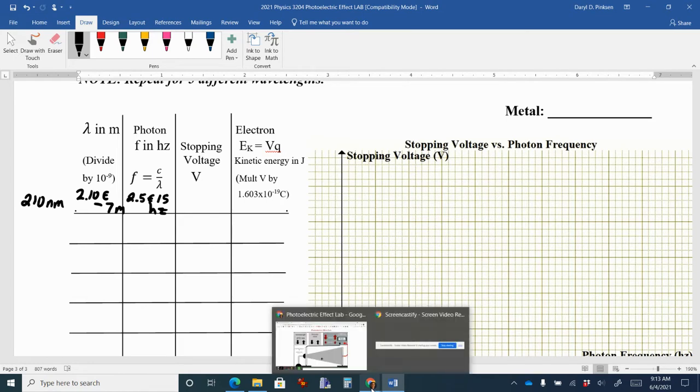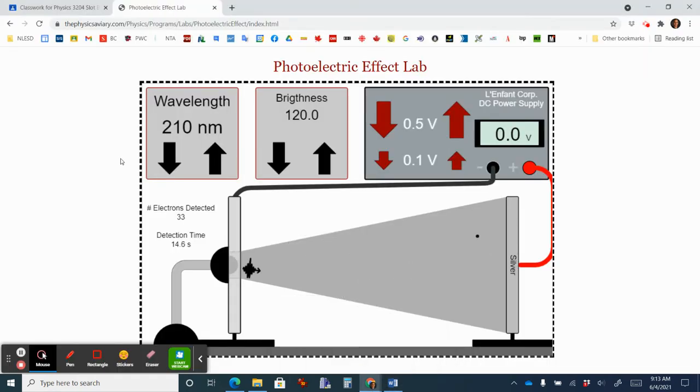Now I need to find out what is the stopping voltage for that wavelength photon. Over here I can increase or decrease my voltage. This is going to push the electrons from the left to the right, and you can see this happening now. Let's go up to 1.5. That's too much. Let's go down a bit more. So let's try 1.3. What about 1.2? Oh, that's as good as it's going to get.